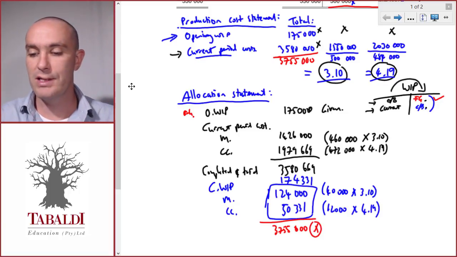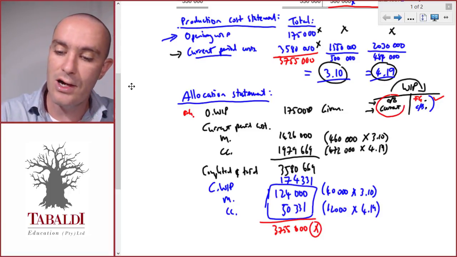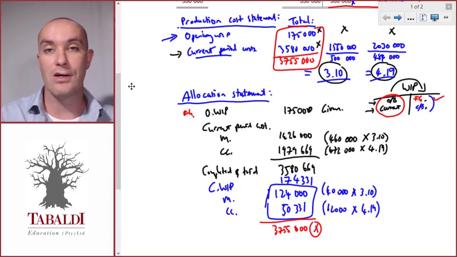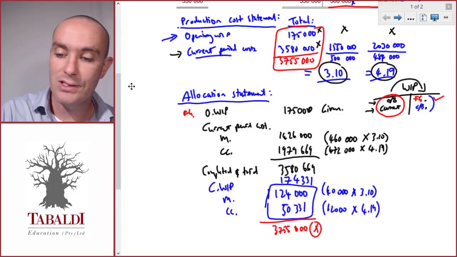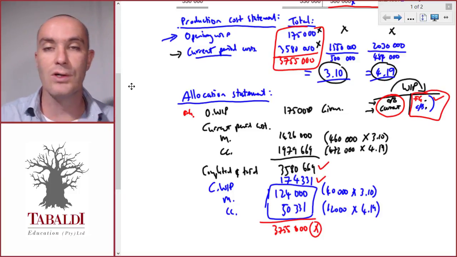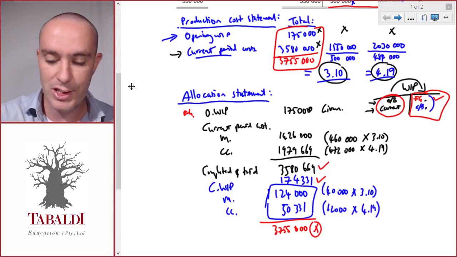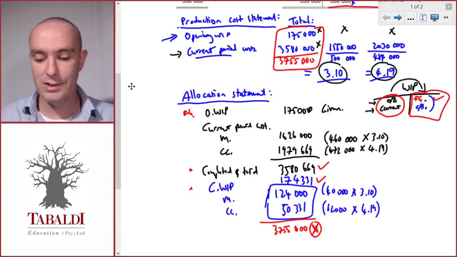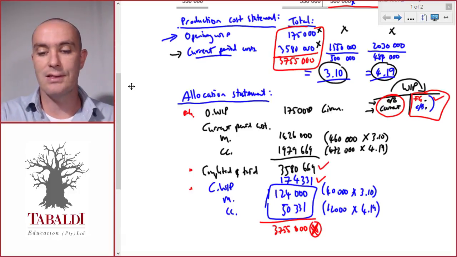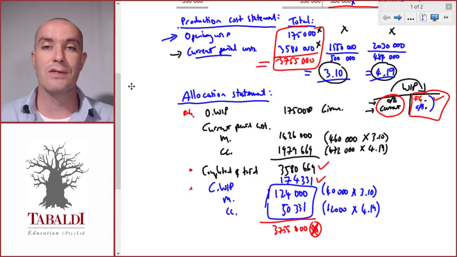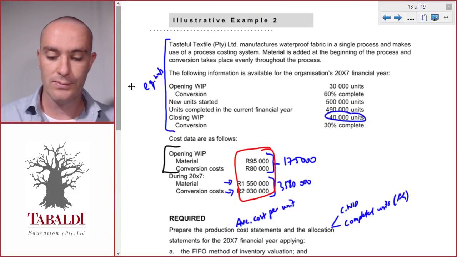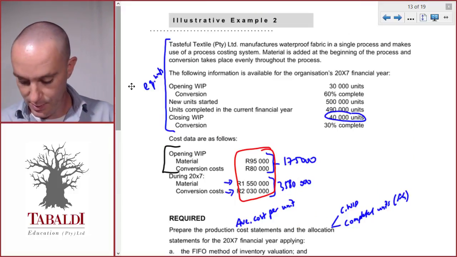Remember, if you look at our T account, these costs, the opening work in process and the current period costs, were given in the scenario. That was our inputs, and that needs to balance with our outputs, our finished goods and our closing work in process. So you can check yourself by adding the completed and the closing work in process, add it up and see whether this adds up to our input cost that was given in the scenario. That would also be all of these costs, the 3.755.